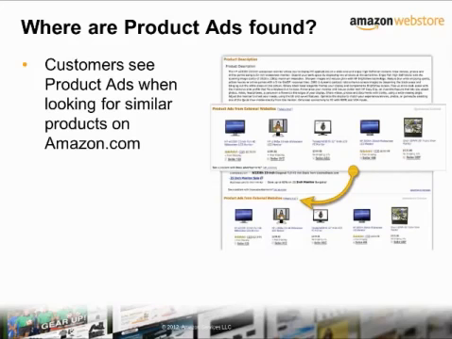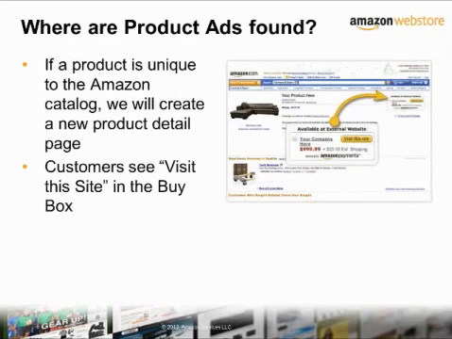So let's talk about where product ads are found. Customers will see your product ads when they're on Amazon looking for similar, related, and complementary products. The primary placement for this program is on one of Amazon's most valuable placements. That's the product detail page. We found that the customer's interest is most captured and focused here. Your items are going to be targeted to those pages that our systems deem to be related to your product.